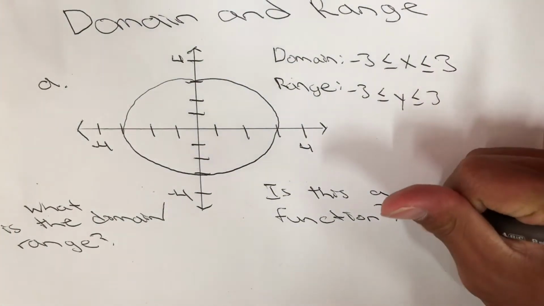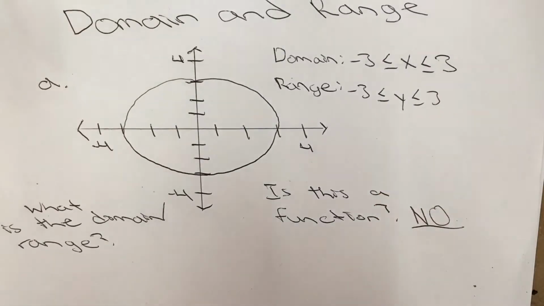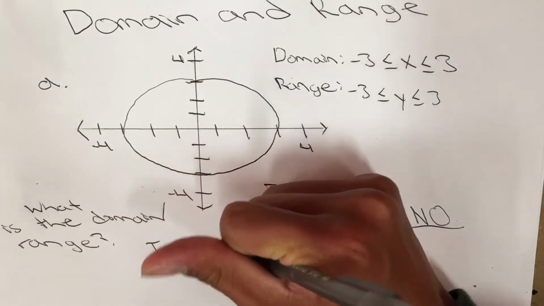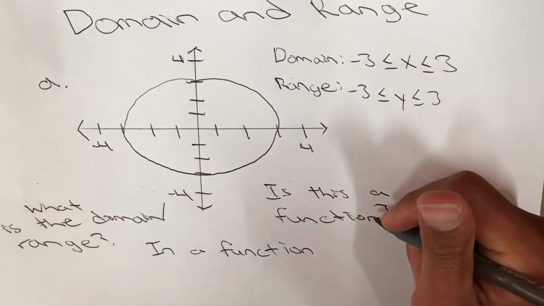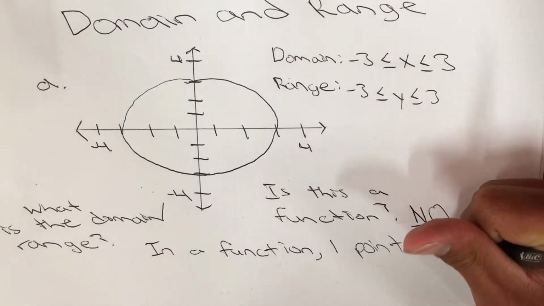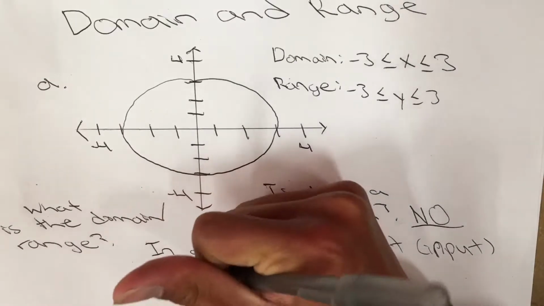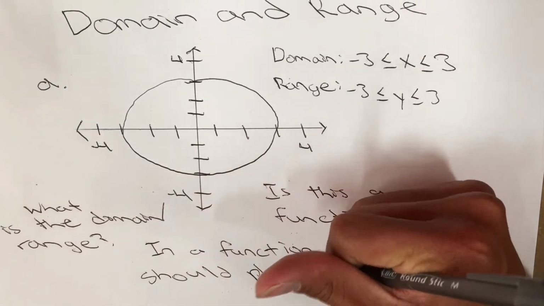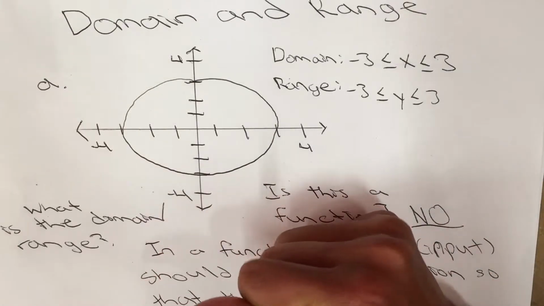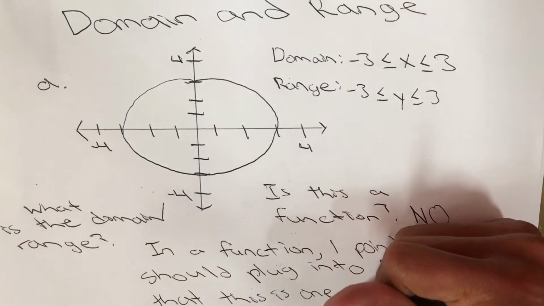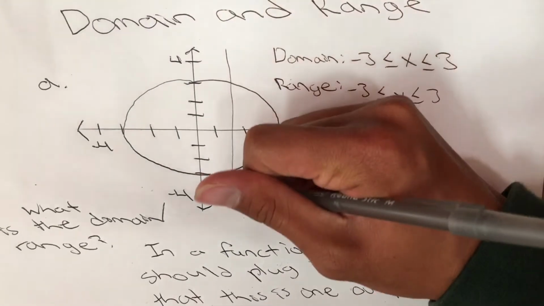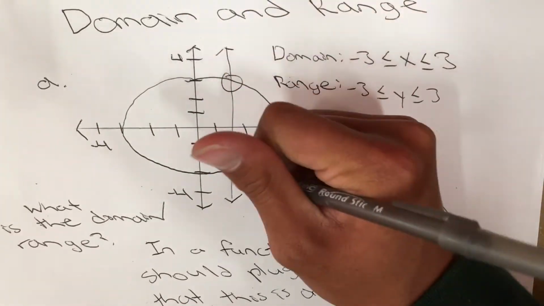But is this graph a function? In this case, it is not. In a function, only one point in the domain, or the input, can correspond to another point in the range, which would be the output. In other words, if an x value is plugged into the equation, there should only be one y value for that x value. We can prove this using the vertical line test, as when we draw a vertical line through the graph, we can see that two y values are present with only one x value.